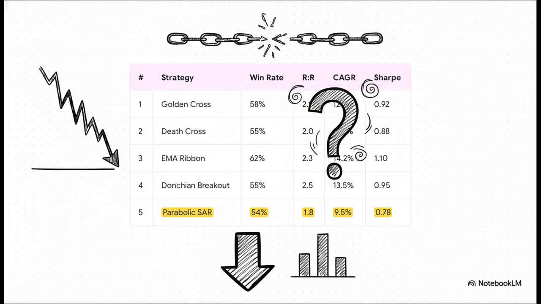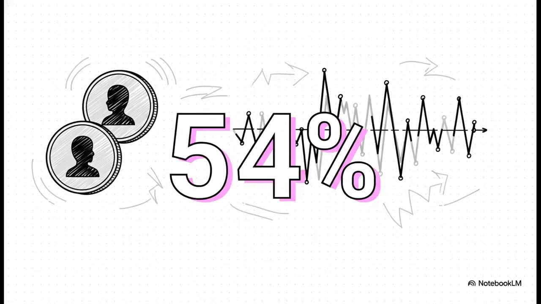When you put the Parabolic SAR up against the other strategies we've looked at, it comes in dead last on almost every single important metric. The win rate, the risk to reward, the annual growth, the Sharpe ratio. You name it, it's at the bottom of the list. And just let that win rate sink in for a second.